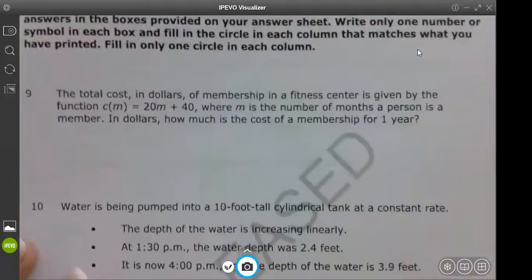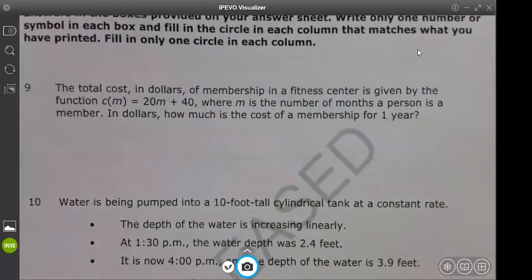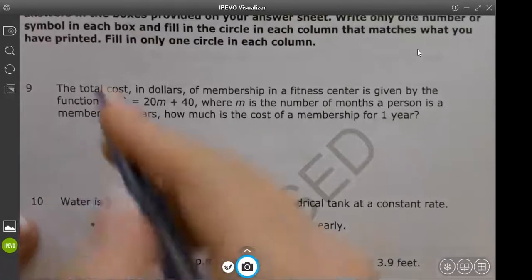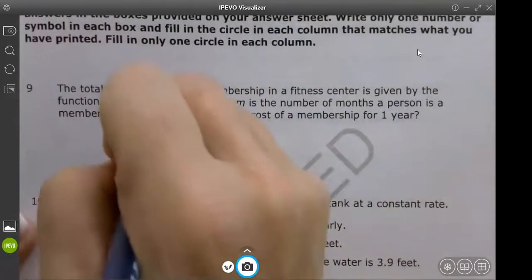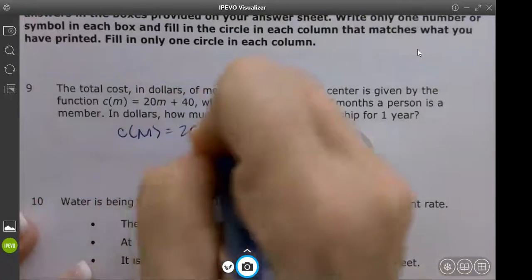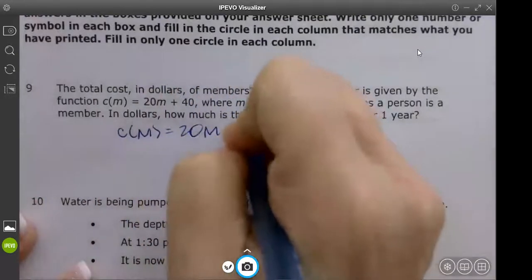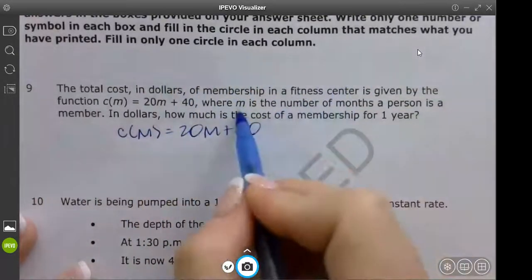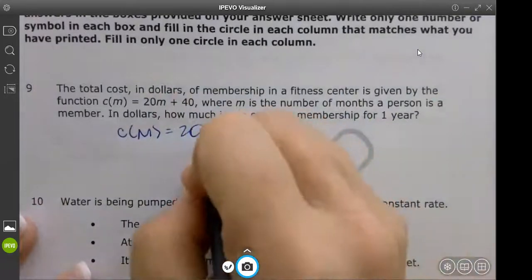All right. This one is a reading question. It's not really a math question. There's a little bit of math to it, but not a lot. It says the total cost in dollars of a membership in a fitness center is given by the function. Here's your center membership equals 20M plus 40. M is the number of months.